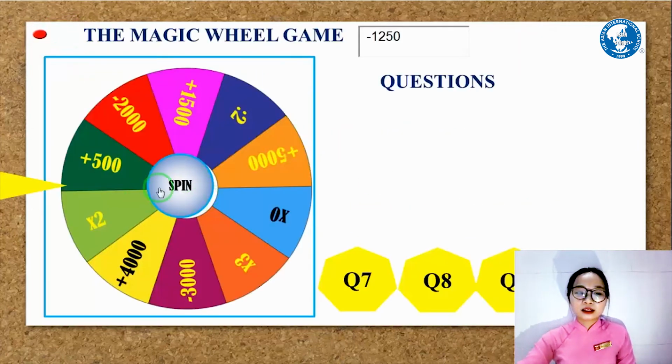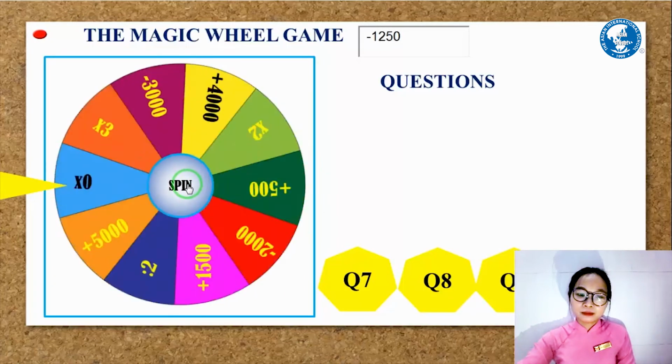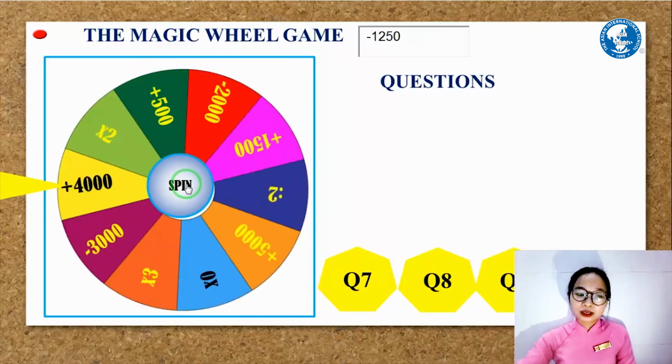Okay, so try one more time. How many score? Plus 4,000. How lucky. So we have how many? 2 in 7. Is it correct? Okay.